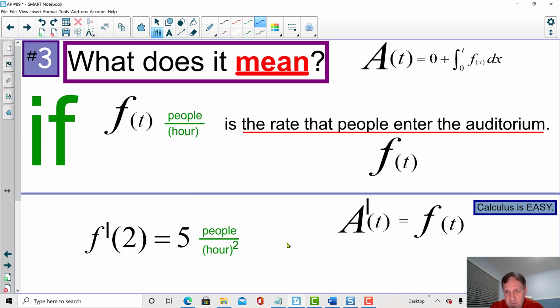Now for this example, we can just completely ignore the A. And the reason for that is because F prime describes F. It doesn't really describe A.